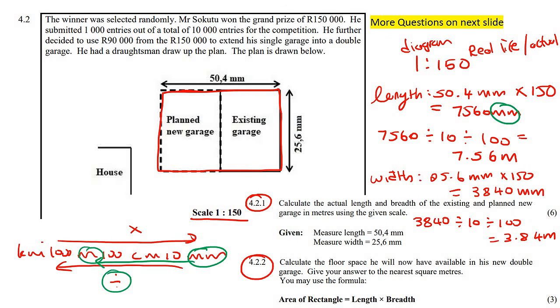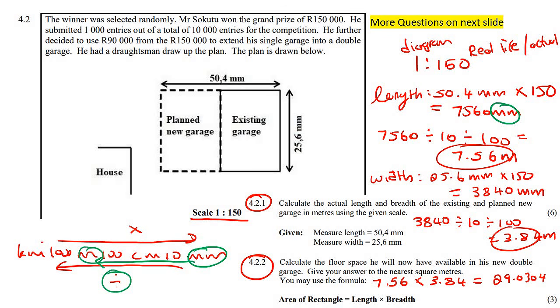Okay, this question says calculate the floor space he will now have available in his new double garage. Give your answer to the nearest square meters. Okay, so they just want to know how much floor space does this dude have in real life. Okay, so that's going to be using these values. So we're going to say 7.56 multiplied by 3.84. And that'll be 29.0304 meters squared. But they said to the nearest square meter, so that would be 29. And so that's going to be 29 square meters.